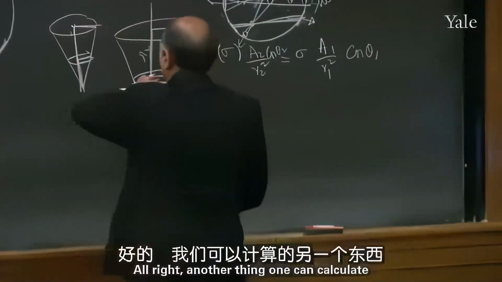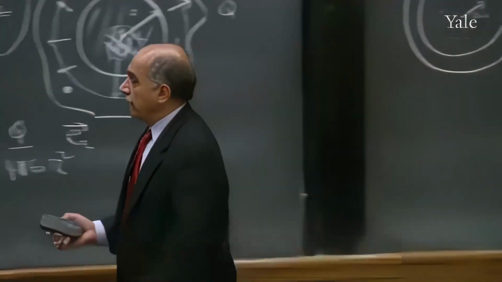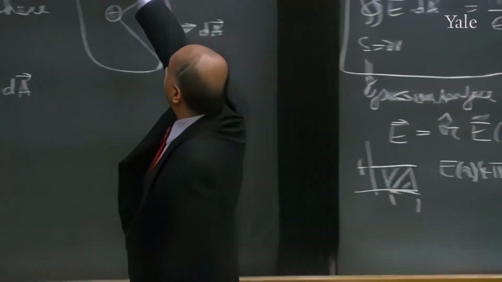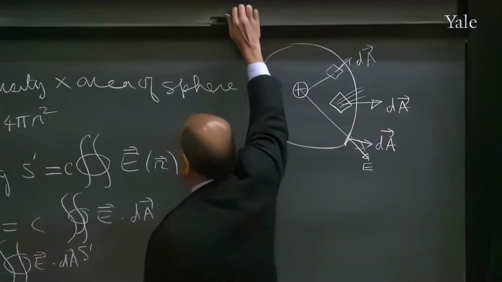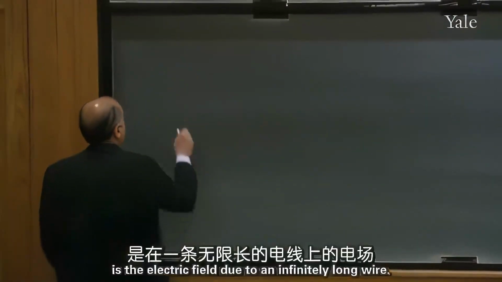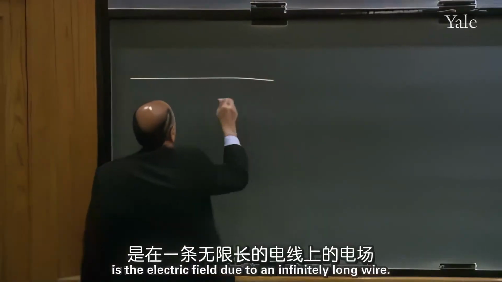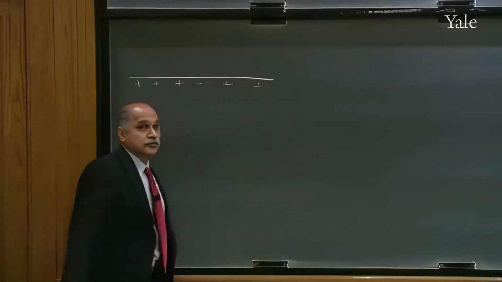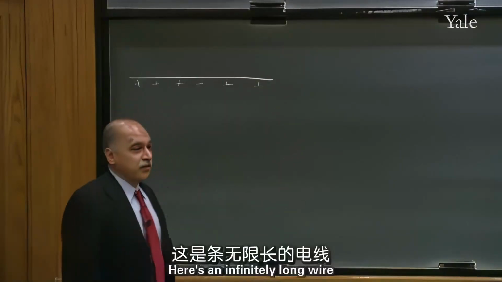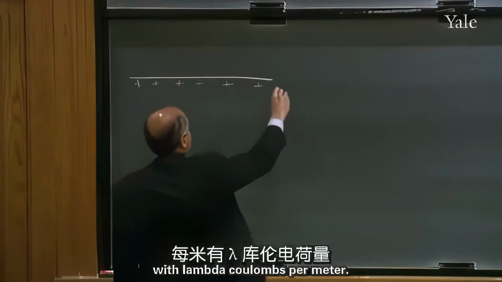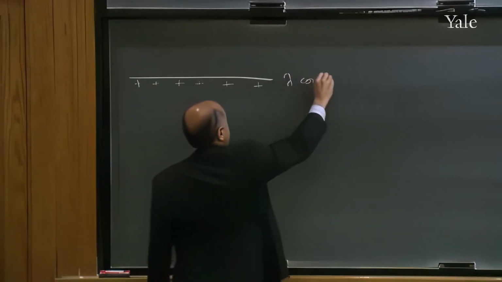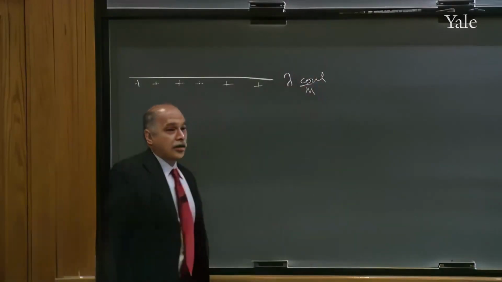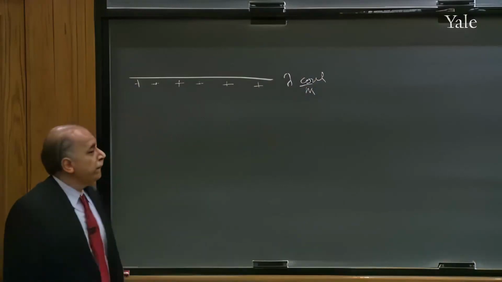All right, another thing one can calculate is the electric field due to an infinitely long wire. It's an infinitely long wire with lambda coulombs per meter. So you want to find the electric field.